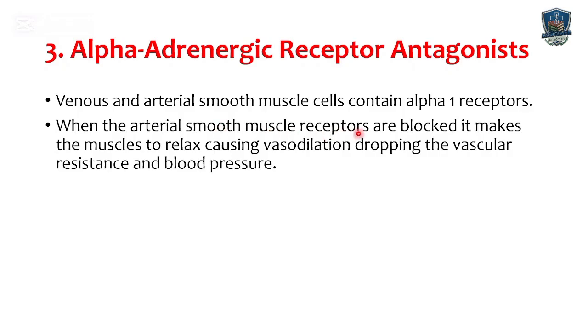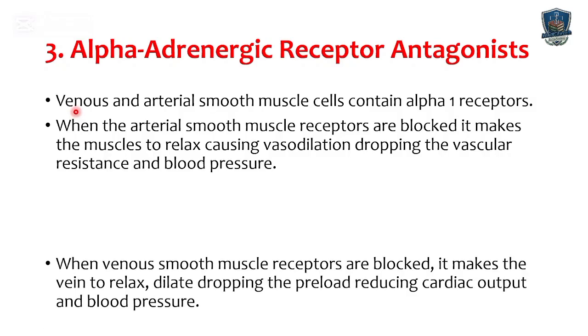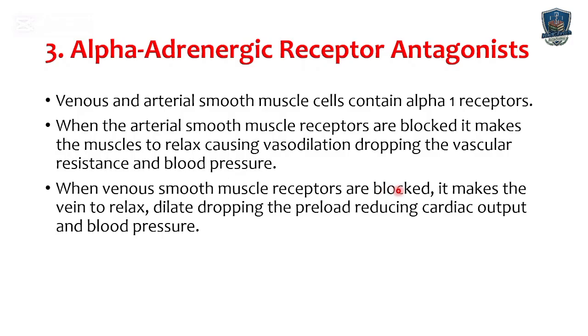So when the arterial smooth muscle receptors are blocked, remember these receptors lead to vasoconstriction. So our major aim is to block these receptors, and by doing that, we are going to cause vasodilation. And if you cause arterial vasodilation, it means you are going to decrease the systemic vascular resistance. And the same happens if you cause venodilation. Basically, it means you are decreasing the venous return. This decreases the preload, stroke volume, the cardiac output, and also the blood pressure. So when venous smooth muscle receptors are blocked, it makes the vein relax, dilating, drops the preload, reducing cardiac output and blood pressure. I've just explained how that happens.